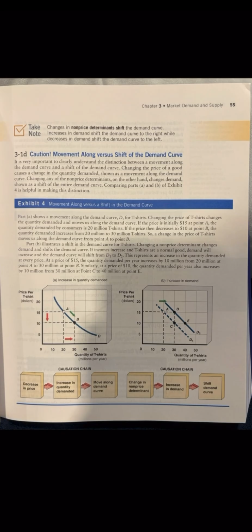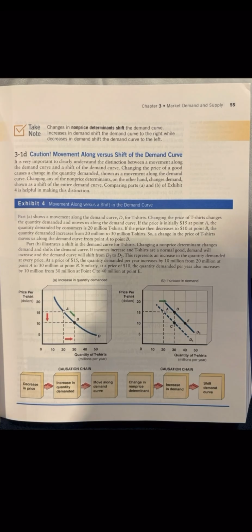Part B illustrates a shift in the demand curve for t-shirts. Changing a non-price determinant changes demand and shifts the demand curve. If incomes increase and t-shirts are a normal good, demand will increase and the demand curve will shift from D1 to D2. This represents an increase in the quantity demanded at every price.